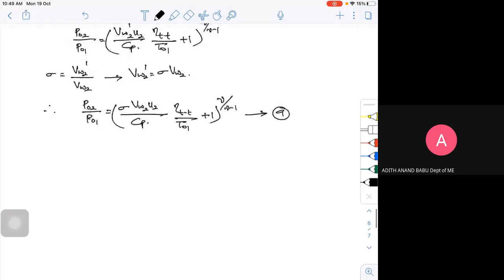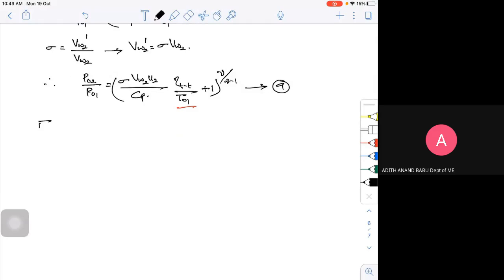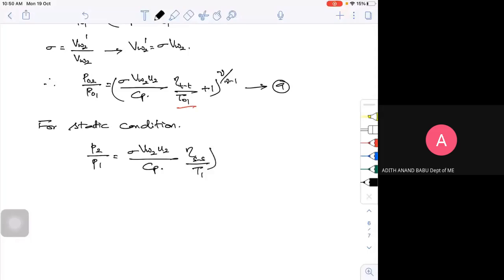Instead of stagnation values, for static conditions, instead of P02 by P01, I can write P2 by P1 is equal to sigma into VW2 into U2, divided by Cp into, instead of total to total efficiency, a simple static to static efficiency, because that is based on your static values, plus 1, whole to the power of gamma by gamma minus 1. I am calling this equation number 10.